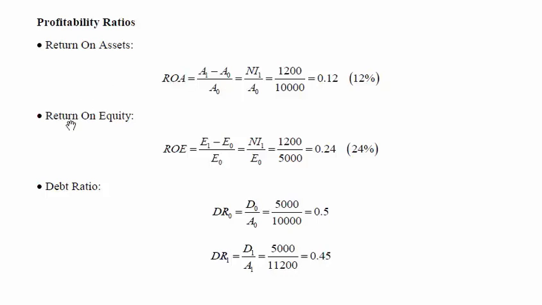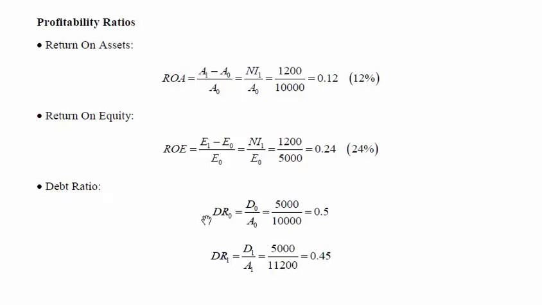We have also the return on equity. Return on equity has a similar definition, but involves the values of the equity. That is the variation of the equity divided by the initial equity. We saw also that the variation of equity was equal to the net income. So in this case, we obtain 24%, which is double. So this does not measure the ability of creating wealth, but in fact it measures how the wealth of the shareholders increases.